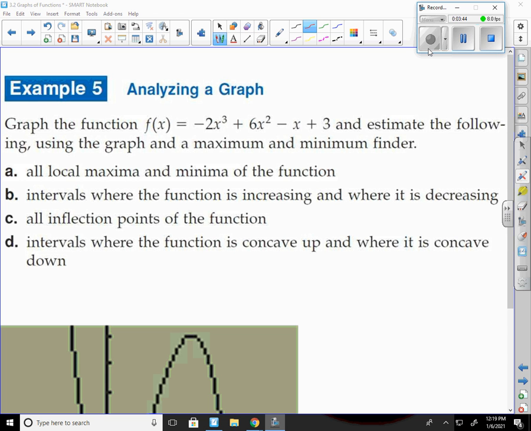Analyzing a graph. So first we graph this function, and then we're going to estimate the following using the graph and a max and min finder. So we're going to find all local max and min of the function. Then we're going to find where it's increasing and decreasing, all the inflection points of the function, and the intervals where the function is concave up and where it's concave down.